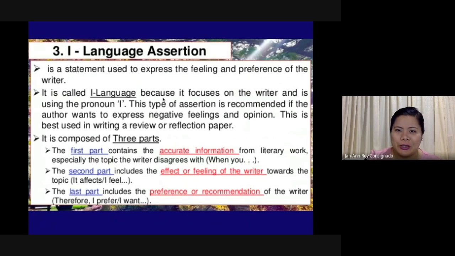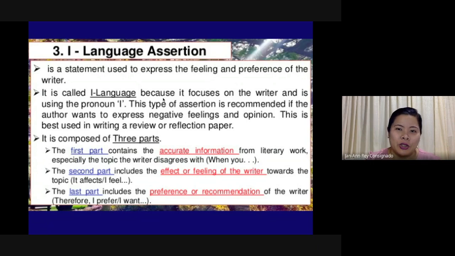I language assertion. This is a statement used to express the feeling and preference of the writer. It is called I language because it focuses on the writer and is using the pronoun I. This type of assertion is recommended if the author wants to express negative feelings and opinion. This is best used in writing a review or reflection paper.